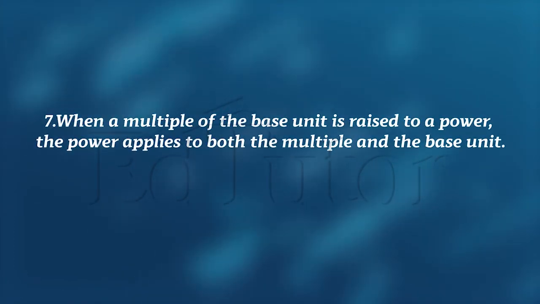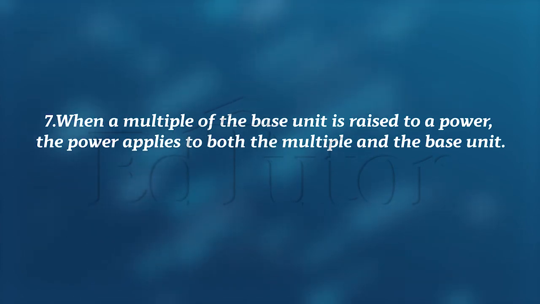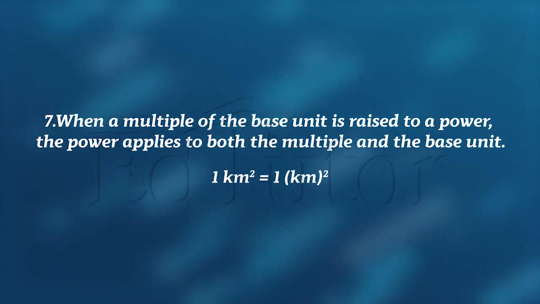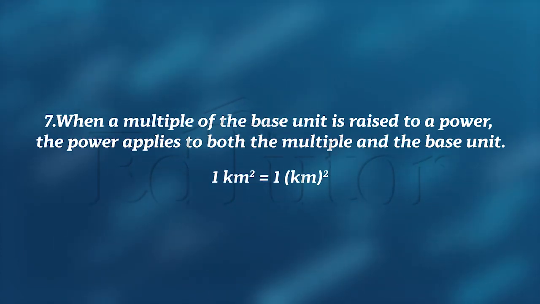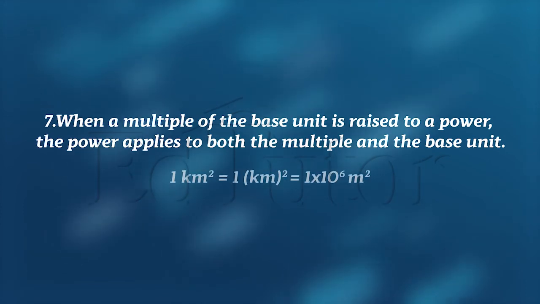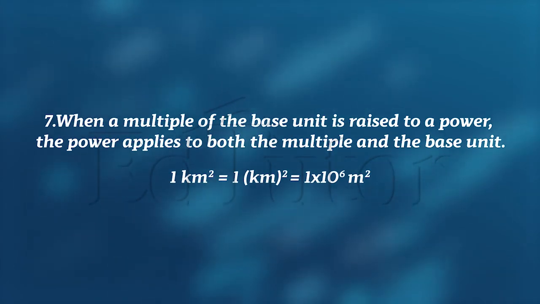Point number 7. When a multiple of the base unit is raised to a power, the power applies to both the multiple and the base unit. For example, if it is written 1 kilometer square, then the square is on both the prefix and the unit. So, 1 kilometer square is equal to 1 into 10 raised to the power 6 meters square, as the kilo prefix is squared.